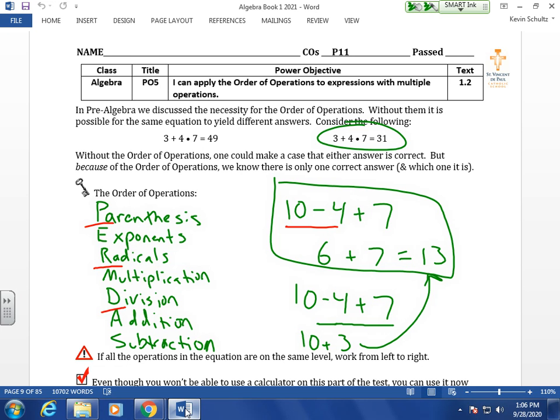Okay? And the reason why addition and subtraction are interchangeable and on the same level is because they are opposites. If you start with 20 and subtract 6, to get back to 20, you would add 6. Multiplication and division: if you started at 20 and multiplied by 2, to get back to 20, you divide by 2. They are opposite operations as well.